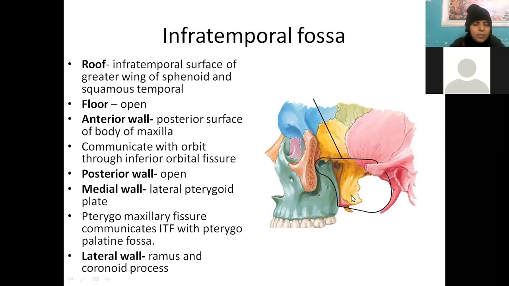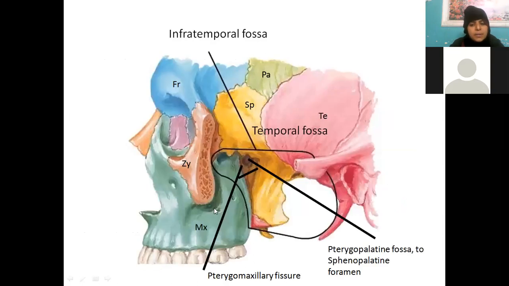This is the medial wall, and you are finding a yellow plate, that is the lateral pterygoid plate. Here also there is a fissure between the pterygoid plate and maxilla bone, hence it is the pterygomaxillary fissure. The infratemporal fossa is communicating with one more fossa deeper inside, which is called the pterygopalatine fossa. Then in the lateral wall, we have the ramus of the mandible and coronoid process, which is not shown. The mandible is removed here. So we have the ramus of the mandible in the lateral wall and the coronoid process where the temporalis gets inserted.